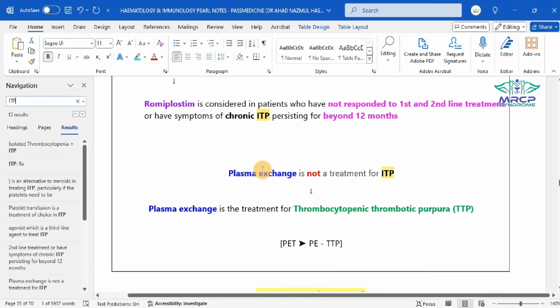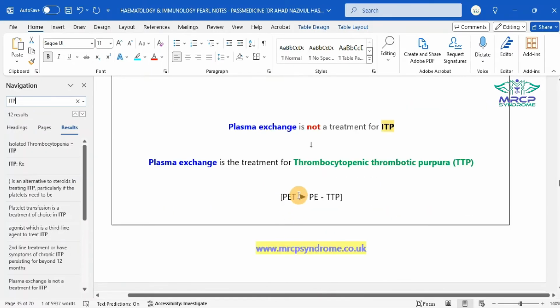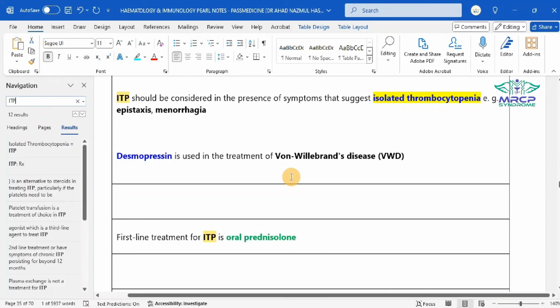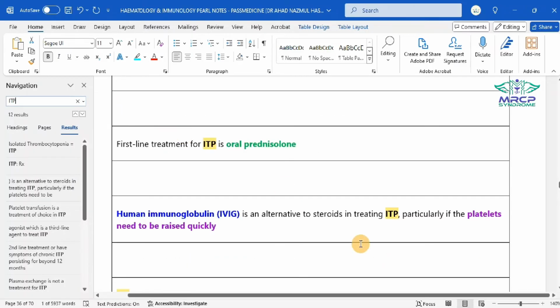And plasma exchange, this is not used in the treatment of ITP, this is used in the treatment of TTP. So plasma exchange, or pre-eclamptic toxemia, PE, not pre-eclampsia. P is for plasma exchange, and T means the TTP, thrombotic thrombocytopenic purpura. ITP should always be considered in the presence of symptoms that suggest isolated thrombocytopenia, especially presenting with epistaxis or menorrhagia.